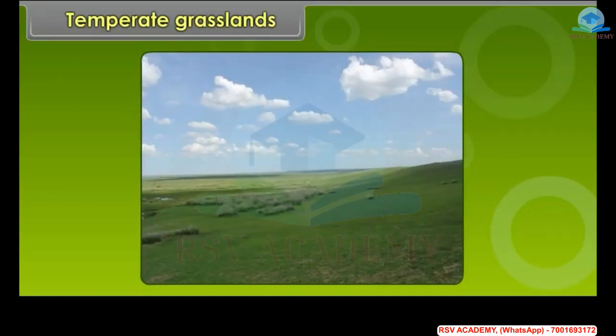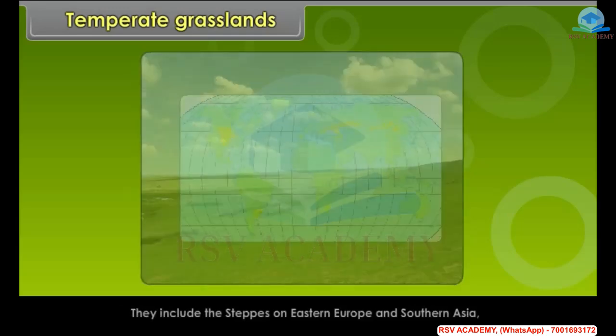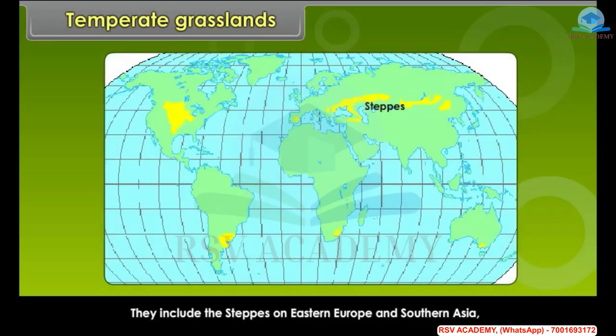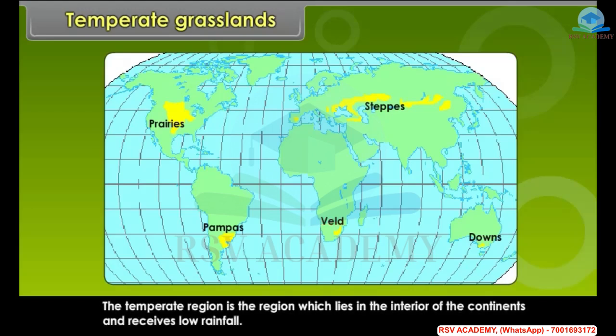Temperate grasslands. The temperate grasslands are known by different names in different continents. They include the steppes in Eastern Europe and Southern Asia, the prairies of North America, the pampas of Argentina, the downs of Australia, the veld of South Africa. The temperate region is the region which lies in the interior of the continents and receives low rainfall.